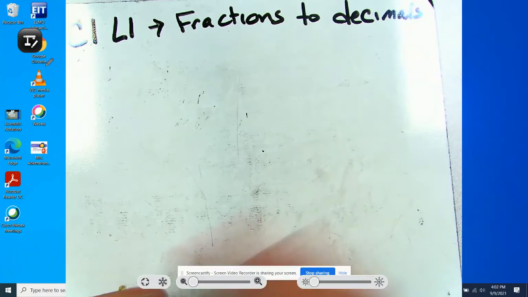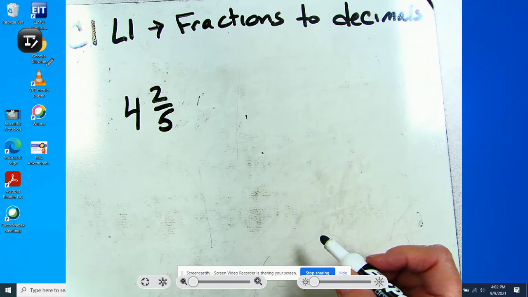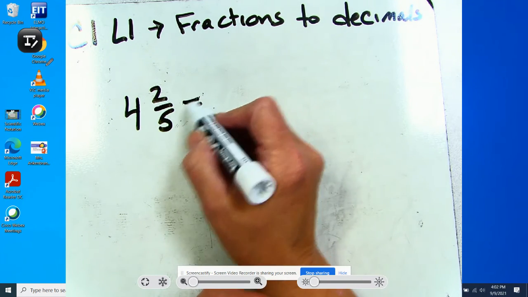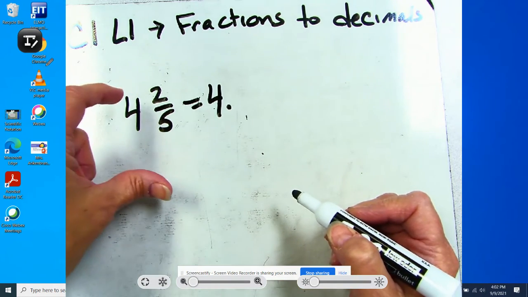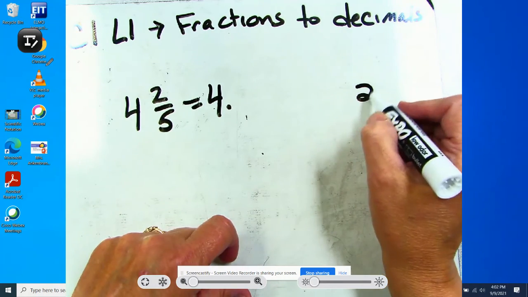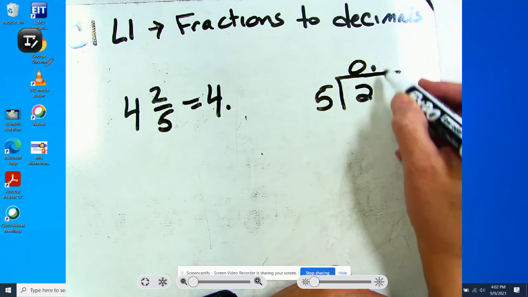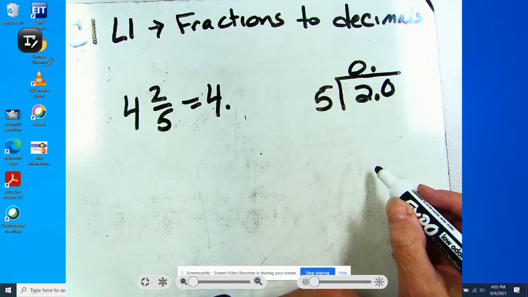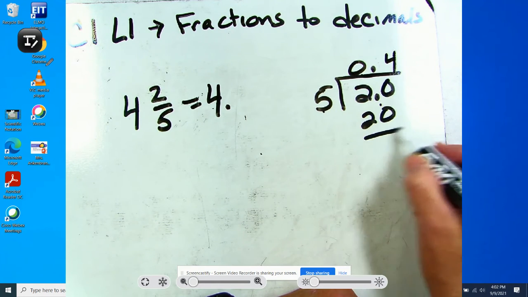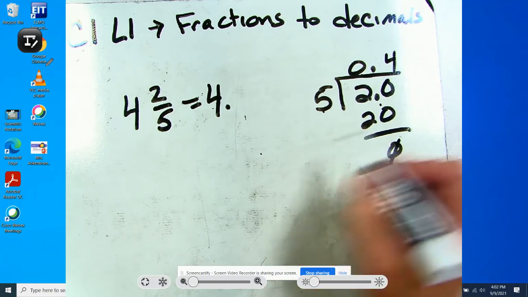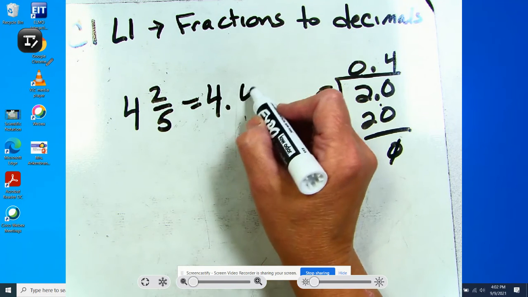Let's try another one. What if you had a mixed number, 4 2/5, to change into a decimal? Well, we don't need the 4. We know it's going to be 4 point something. It's only the fraction that we care about. So we are going to take our numerator and then our denominator on the outside. We're going to put our 0 and our decimal, and now we're going to divide. 5 goes into 20 4 times. 4 times 5 is 20. This gives us 0. It terminates. So 4 2/5 is actually 4.4.